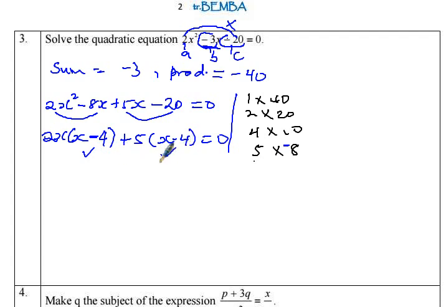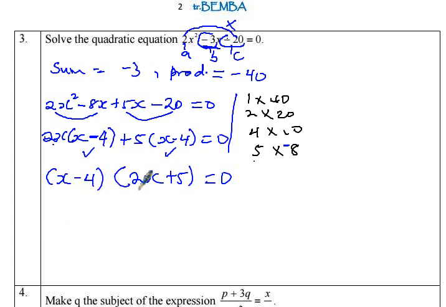Now this is becoming common, and so when we are factorizing, whenever something is common, we write it down and open a new bracket. And what do we put there? This term here, 2x, and then this term here, plus 5, is equal to 0.